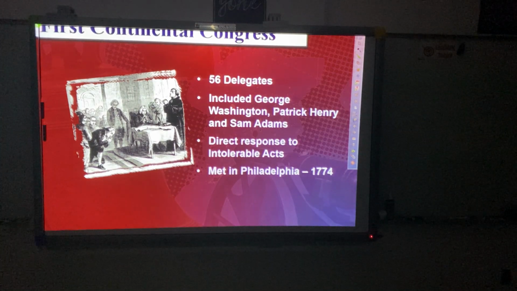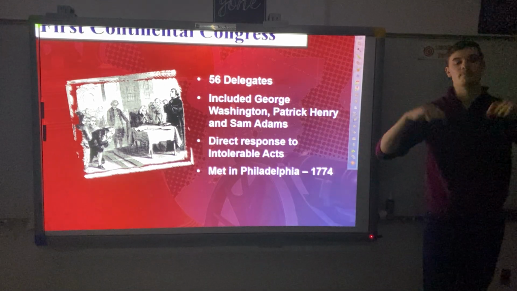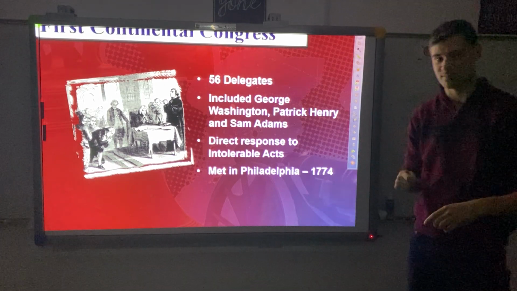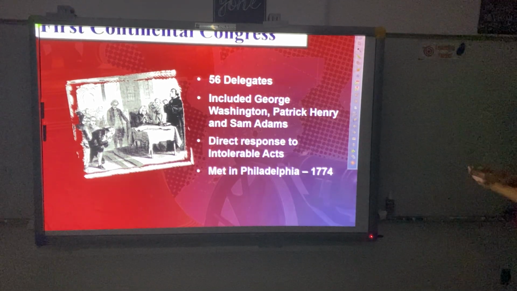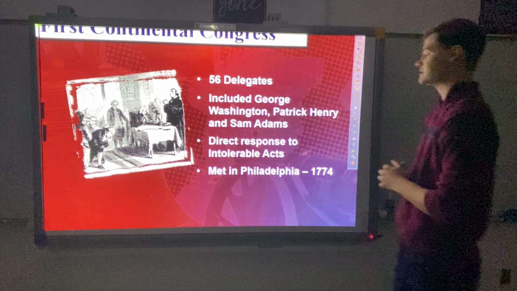They are a direct response to the Intolerable Acts, which were a series of acts that were passed to punish the colonists for the Boston Tea Party. Just make life harder, tax random things, make life harder for them so that you can get more money out of them. That was Great Britain's thought process.